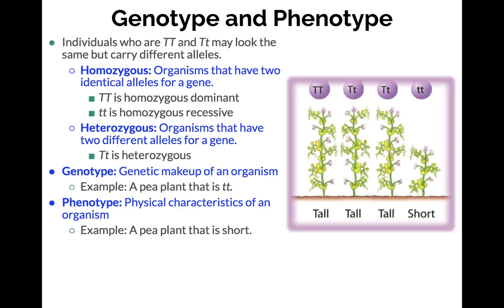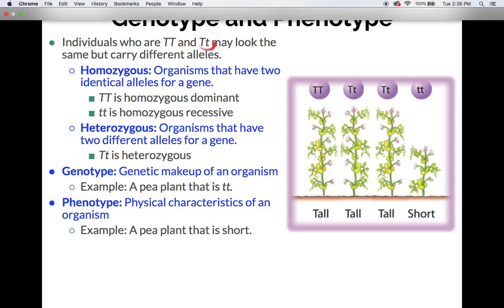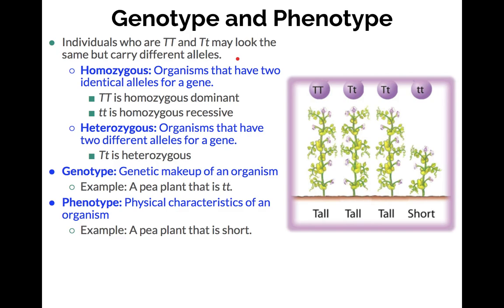So individuals who are big T, big T, and big T, little t, may look the same but carry different alleles. So what we have is this term homozygous, and that's organisms that have 2 identical alleles for a gene. So 2 big letters would be considered homozygous dominant. 2 little letters or lowercase letters would be considered homozygous recessive. A heterozygous organism is one that has 2 different alleles for a gene. So if you have 1 capital letter and 1 lowercase letter, that would be considered heterozygous.